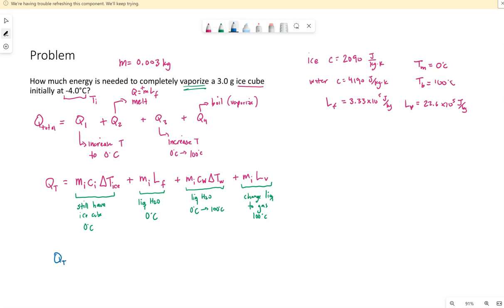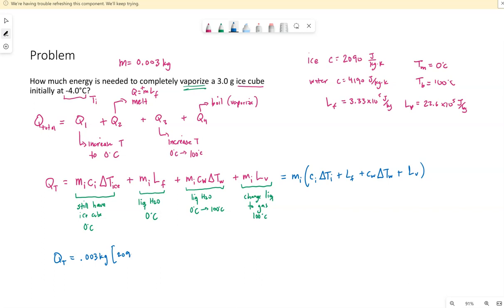So the total energy needed. Technically, we could factor out the mass of the ice. It's the same in every term. I don't know if you want to or not. It doesn't particularly matter. Okay, so our ice in kilograms, 0.003 kilograms.